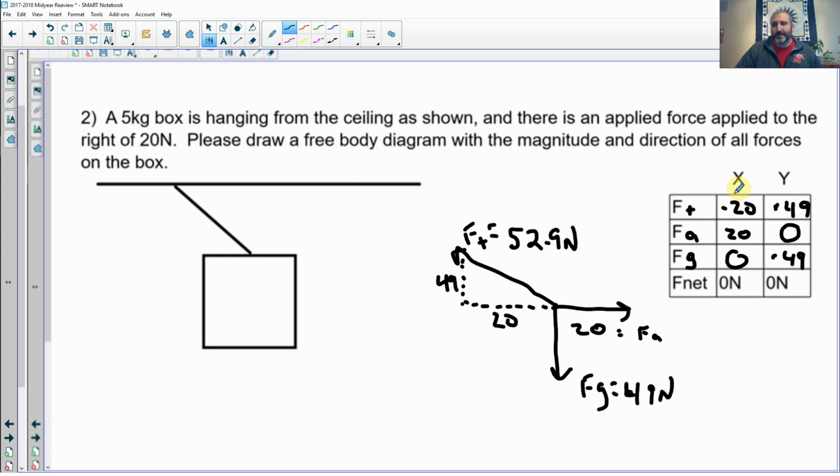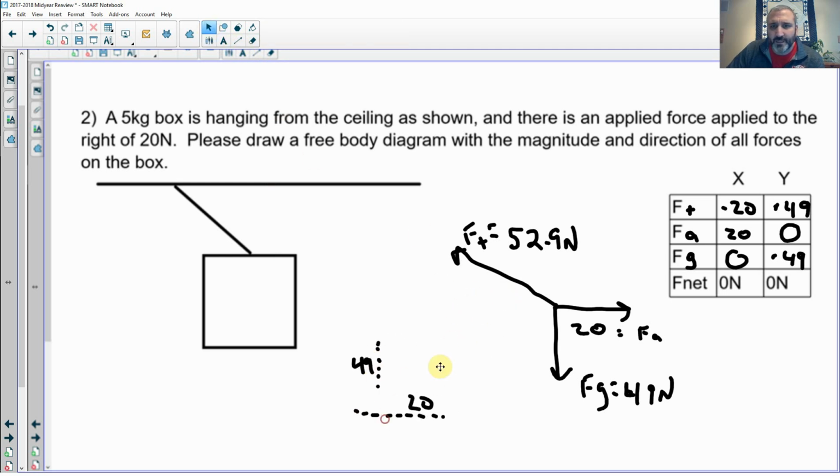And there's your breakdown of the forces and who's doing what in the x and y, and this is what you end up with. So this is what your free body diagram actually truly looks like, because you don't really need those things. You just need the 3 forces: the tension, the applied, and the gravity. Hope that made sense.